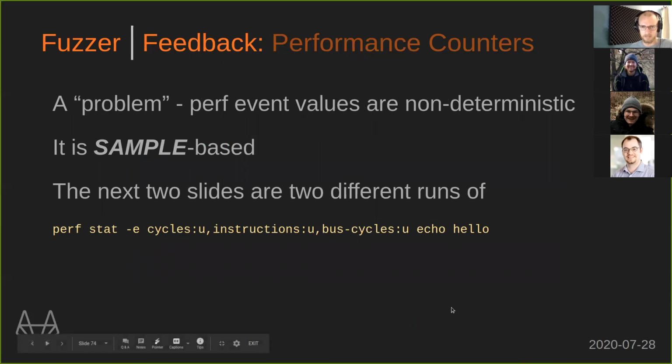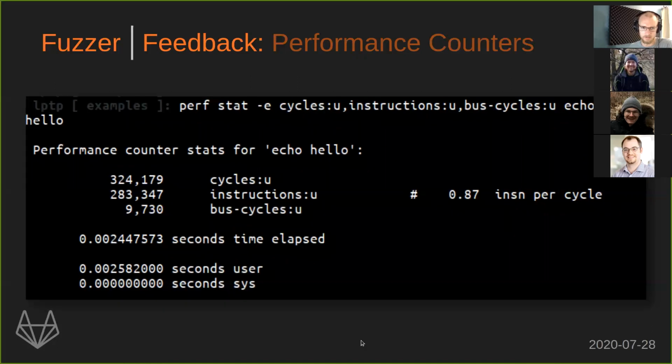Part of the problem with using performance counters is that they are non-deterministic. The perf subsystem is sample-based, so it will record samples of each of these counters throughout the recording process. So two consecutive runs of a program will end up with different counter values. If we run this command, and all we're doing is echoing hello, and we're recording the number of cycles, number of instructions, and bus cycles, right? Could have added branches in there too. So this is run 1 and 2. They have pretty largely different numbers on these.